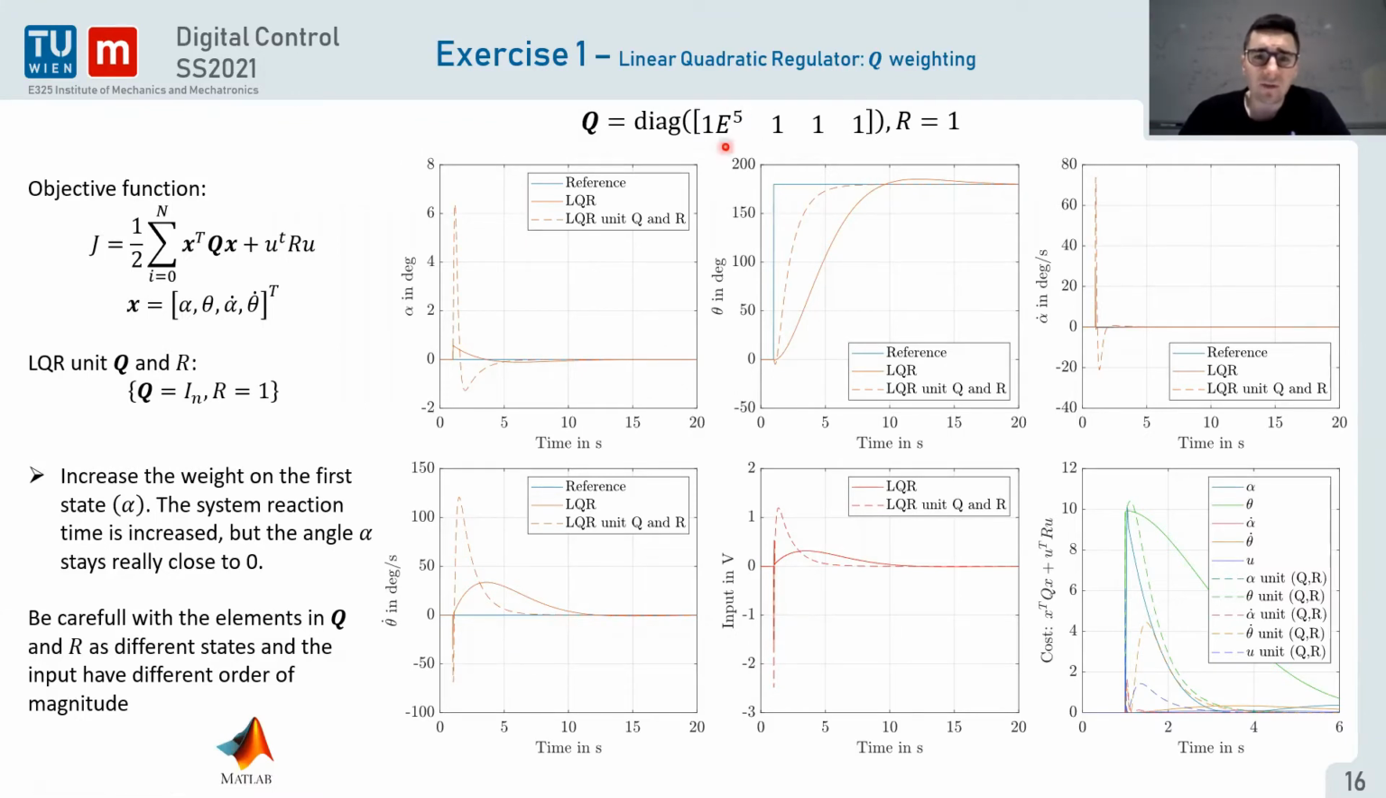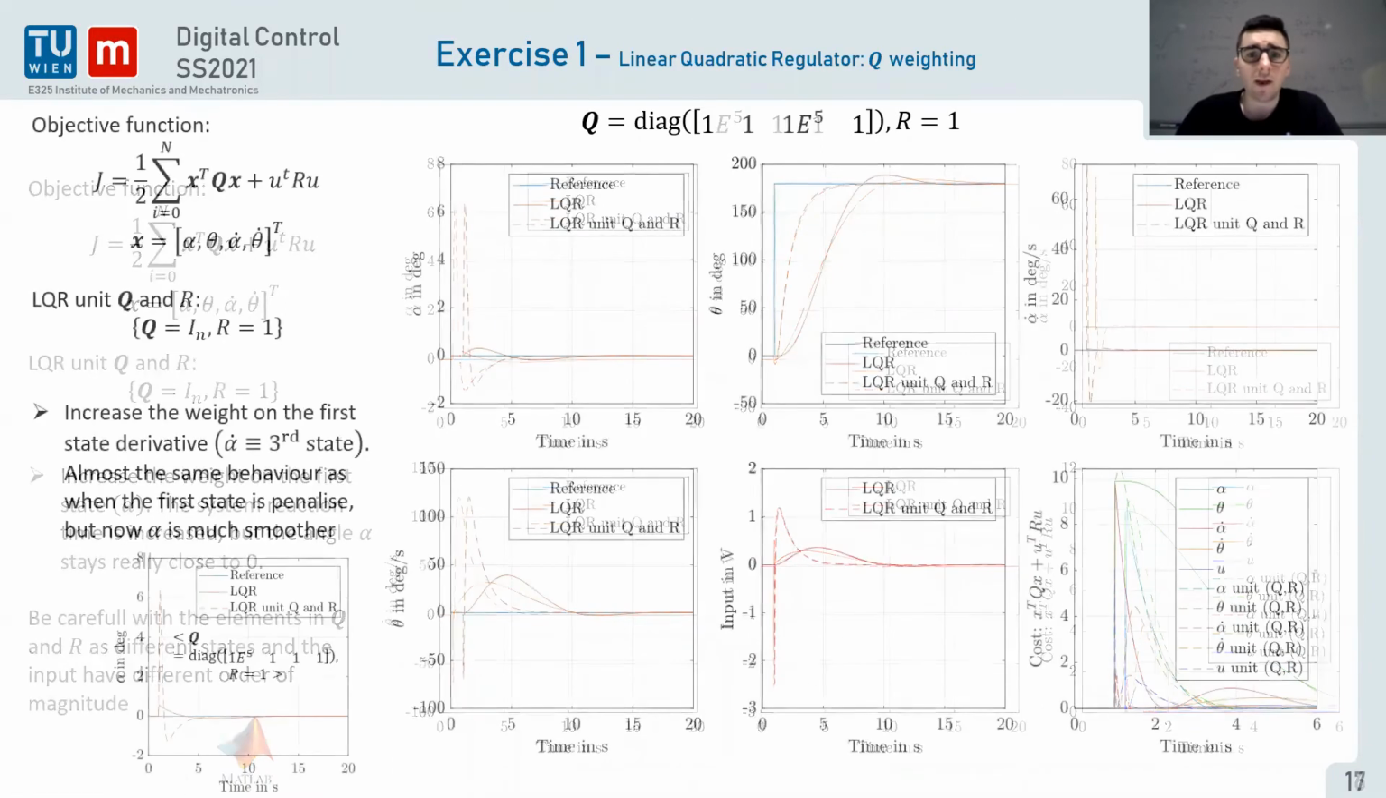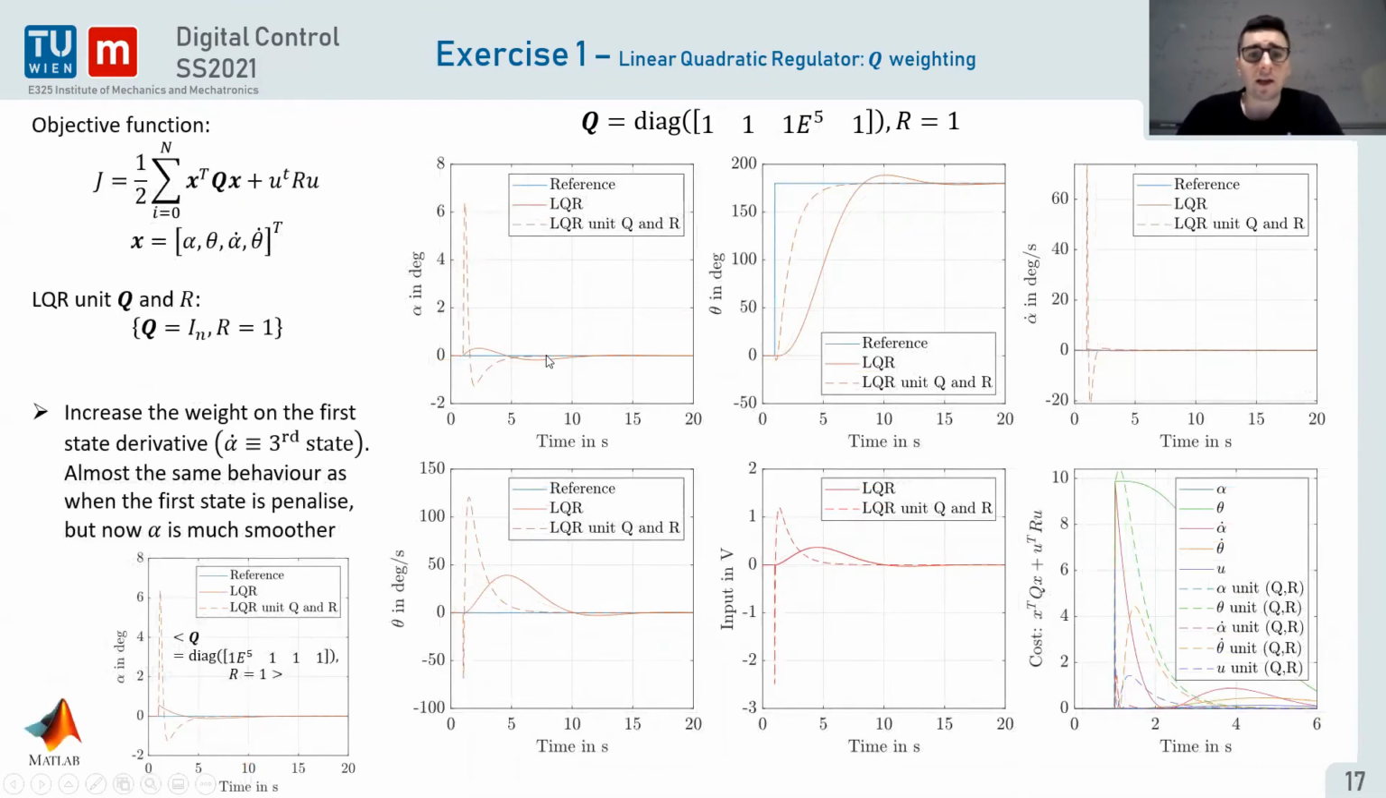Also, weighting only this first state, you have to be careful because it looks almost discontinuous. You can also look at the input. It's like positive, negative, really fast, and so something I probably don't want when weighting alpha to stay at 0. Another possibility is to weight alpha dot instead. Weighting alpha dot will bring alpha really close to 0 as before, but this time you can see that the control input is much smoother.